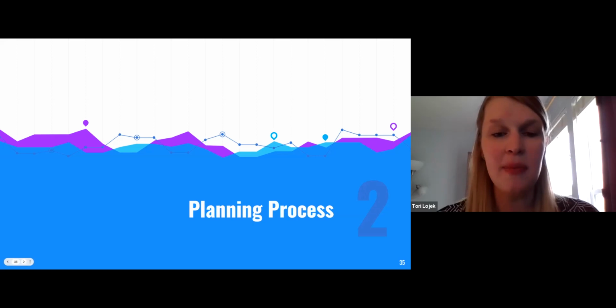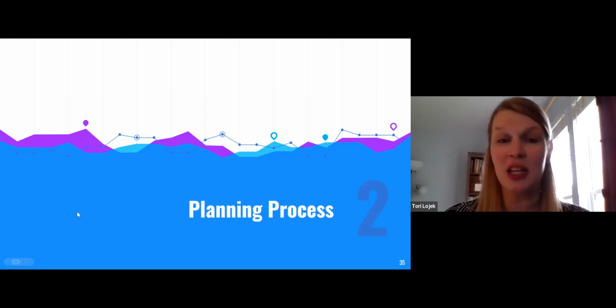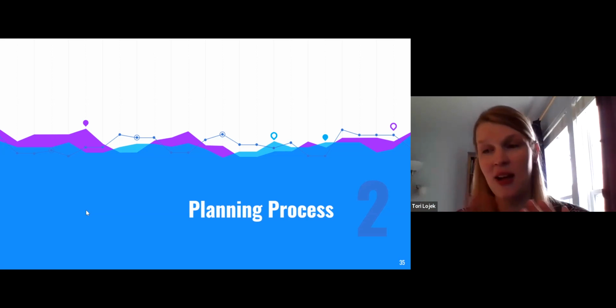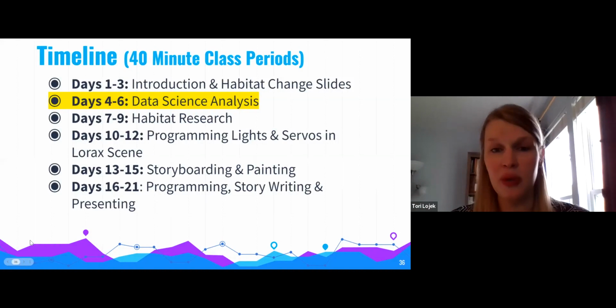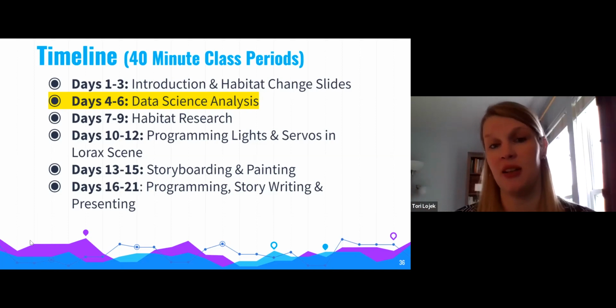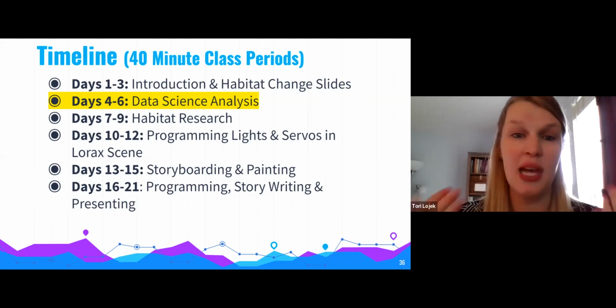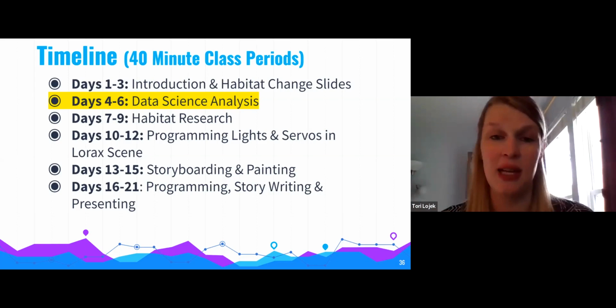So going back through to the planning process. I know that was a lot of just unit stuff, so I wanted to break down how the planning happened with this. So the days 1 through 3. As I mentioned before, these are 40-minute class periods, and I see them in 3-day chunks at a time. That's how I organized it, just because it made sense to me.